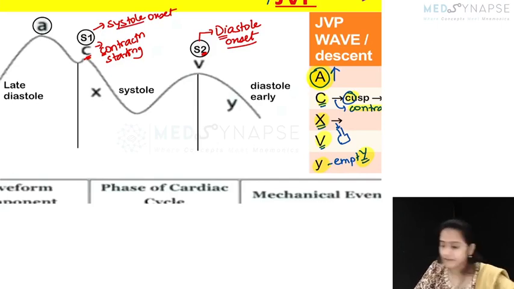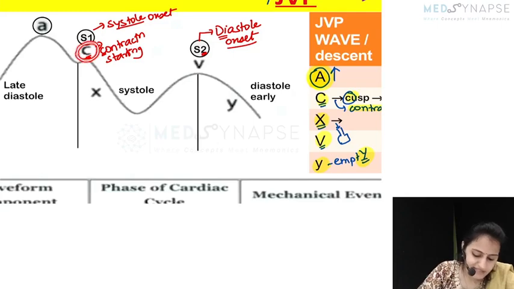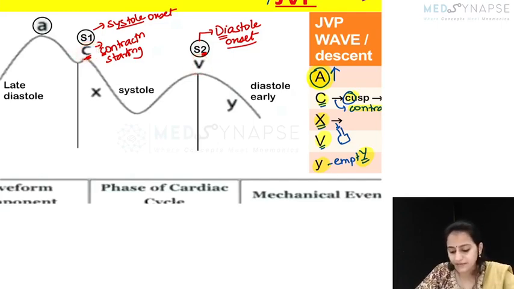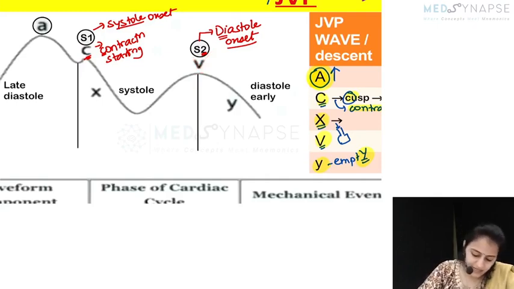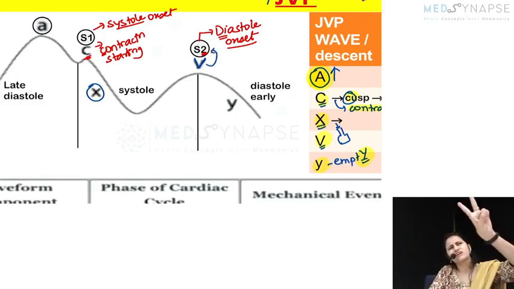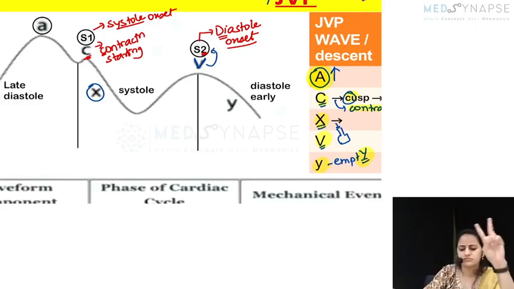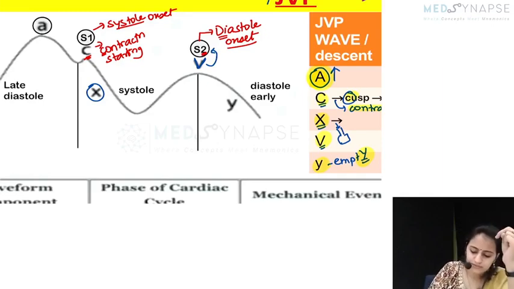Remember that C is where the systole is starting, and V is where the systole is ending or the diastole is starting. In the middle is the X: C, X, V. So the V wave corresponds to what heart sound? S2. Have we seen it somewhere else, V is 2? We saw it yesterday. I was telling you that V is 2.